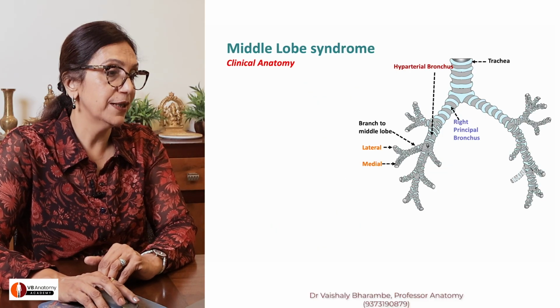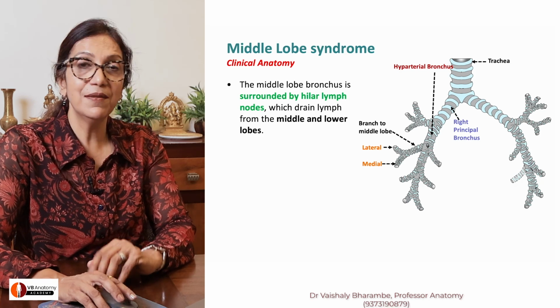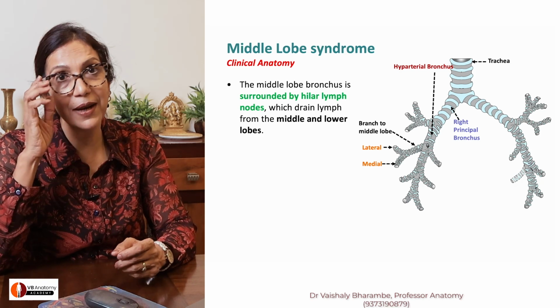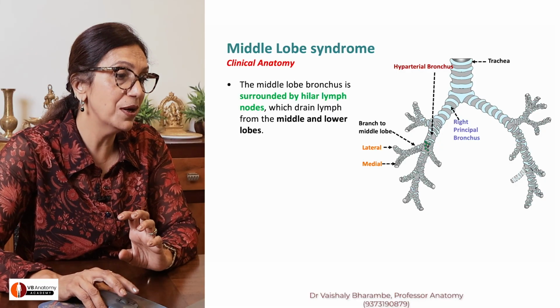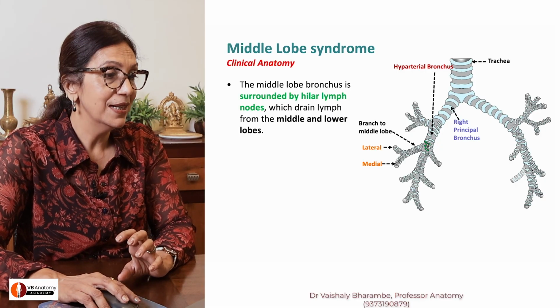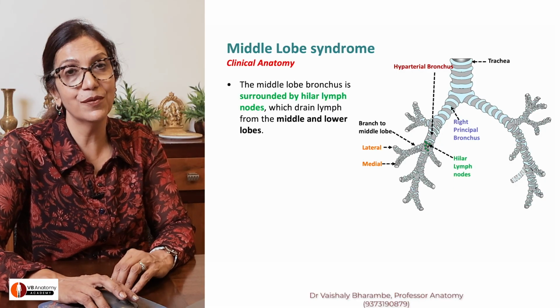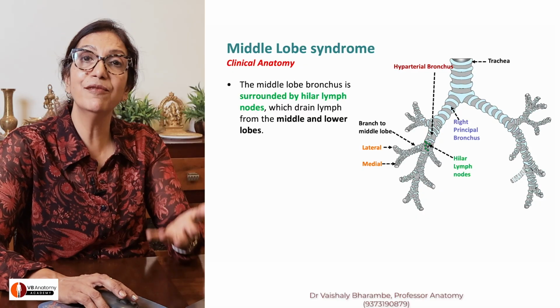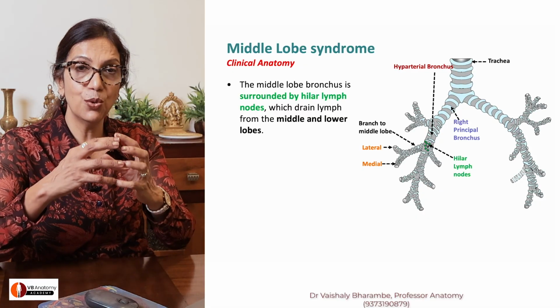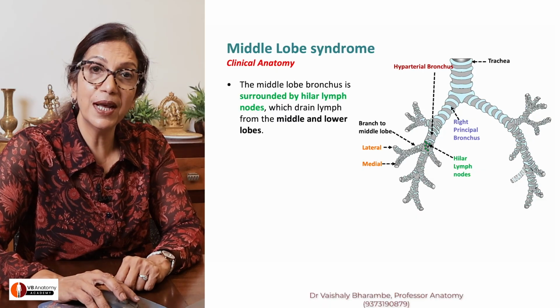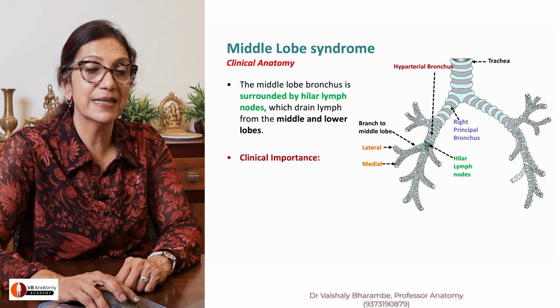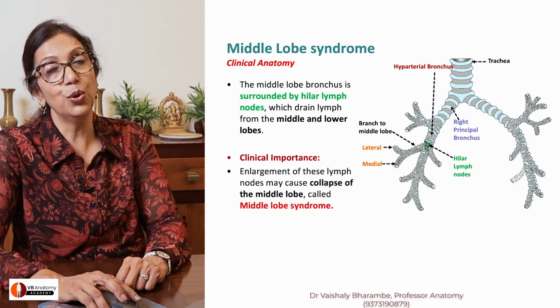Let's carry this further. The point where the middle lobe on the right takes origin, this point is surrounded by a number of lymph nodes. These are again the hilar lymph nodes. Suppose the lymph nodes are enlarged, they slowly block off the entry of the middle lobe. Now what happens? The middle lobe collapses. This is called as the Middle Lobe Syndrome.